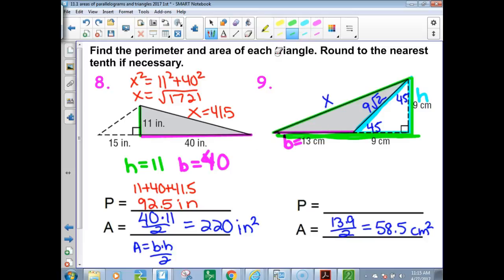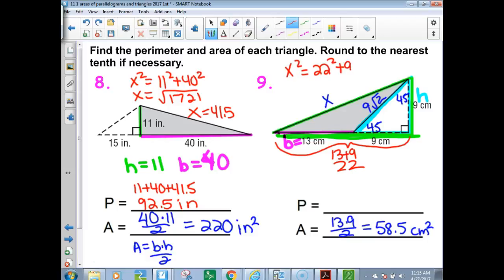What we would need to do is say, well, what's the base of that big triangle? 13 plus 9. So this would be 22 for that side. This triangle that I'm working with right now, highlighted in bright green, has a base of 22, a height of 9, and we want to find its hypotenuse. So this would be x squared equals 22 squared plus 9 squared.